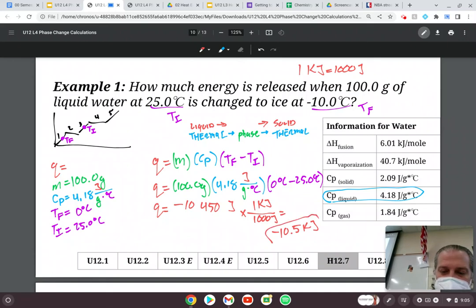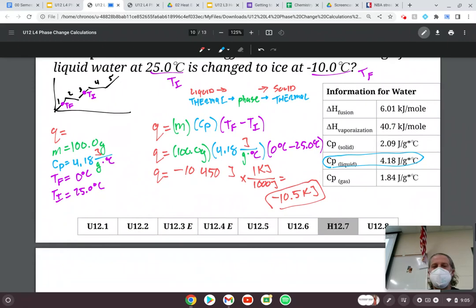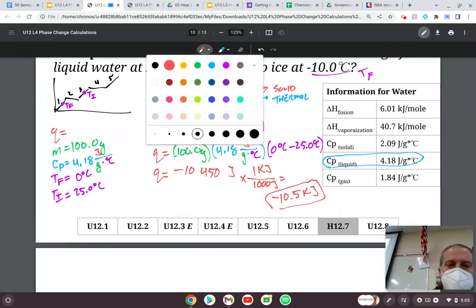And that's calculation 1. Okay. So calculation 1 was my thermal calculation.